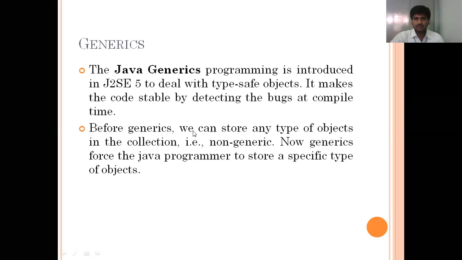See that before generics, we could store any type of object in the collection, that is non-generic. Now with generics, the Java program stores a specific type of object. So the input we are going to use in the program, we need to specify before running the program.